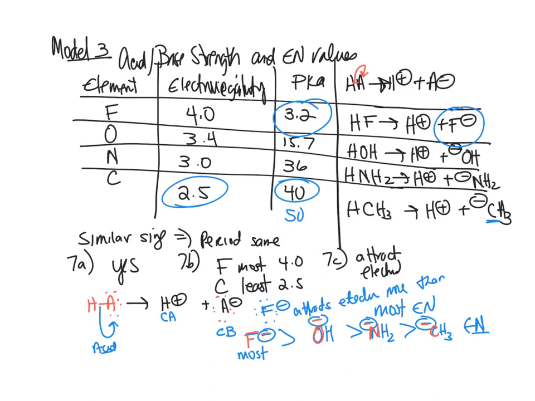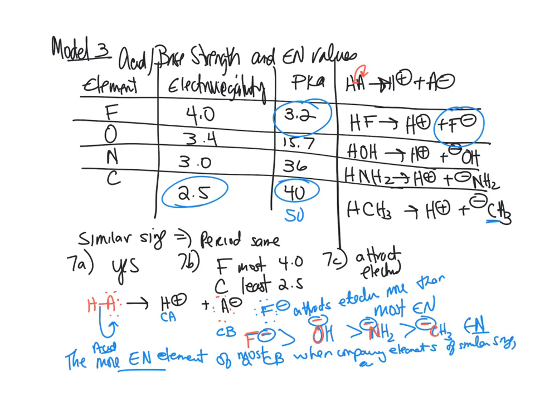Once your group agrees on the above questions, write a statement that describes how electronegativity affects the stability and the strength of the conjugate base. So, what would you write? The more electronegative element of a conjugate base, when comparing elements of similar size, are more stable than lesser electronegative elements. And therefore, the resulting acid would be stronger.